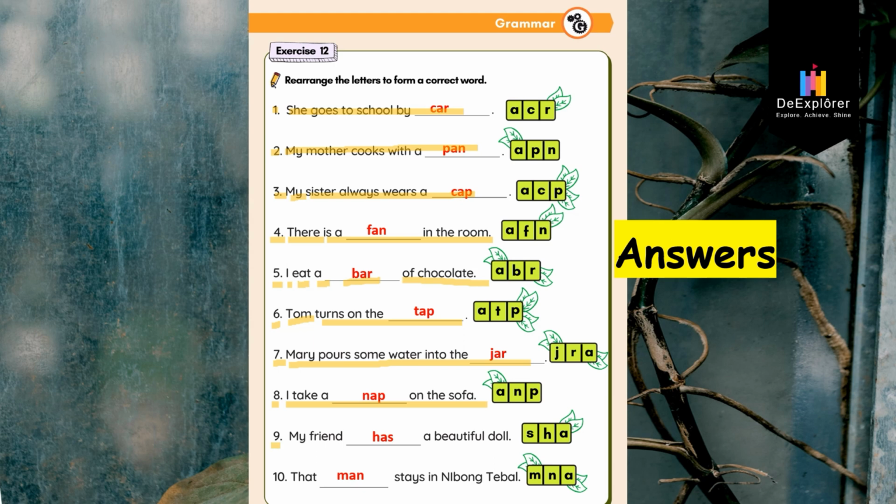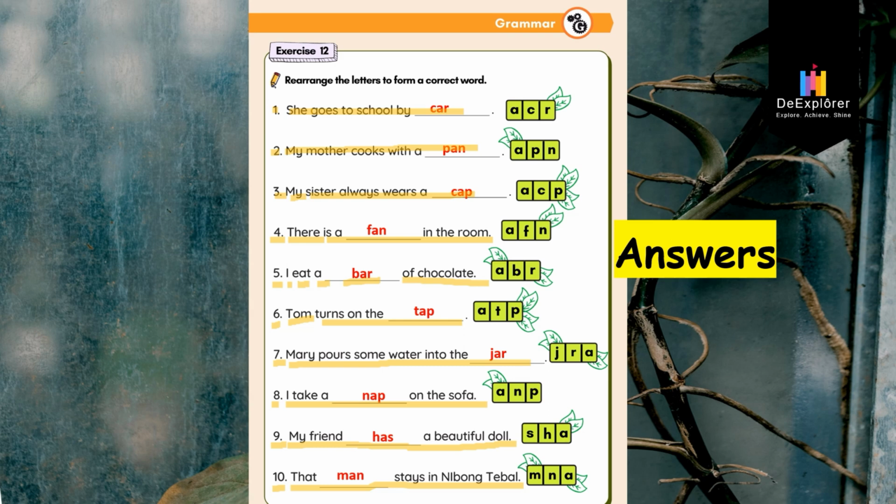Number 9. My friend has a beautiful doll. 我的朋友呢有一个漂亮的洋娃娃. Has a beautiful doll. Last one, number 10. That man stays in Nibongtobao. 那个男人, okay, 他是住在 Nibongtobao 的. So, these are the sentences, 10 sentences.